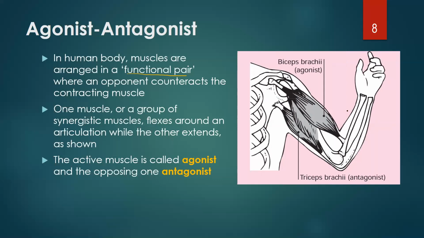For example, if you are flexing your forearm, then your biceps muscles will contract and the triceps will relax, and vice versa. So they act in pair. This is just a terminology that we must keep in mind that might be helpful when you are reading the text. So in this case, if you are flexing your forearm, the biceps are the agonist muscles and the triceps are the antagonist.